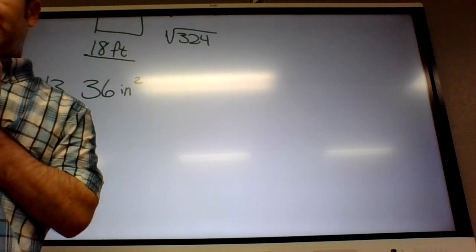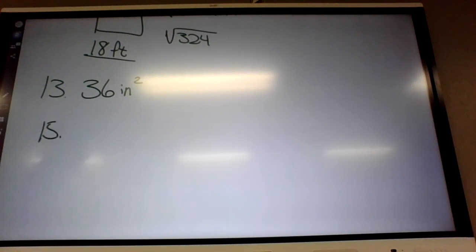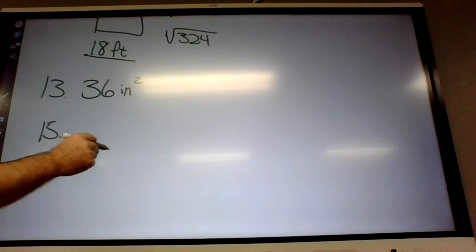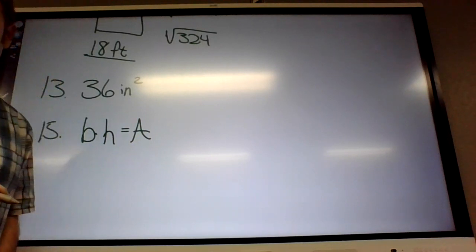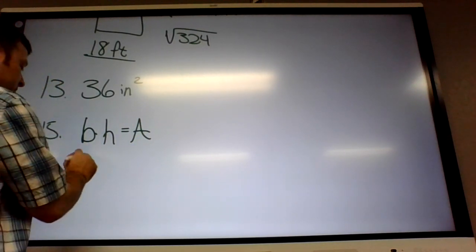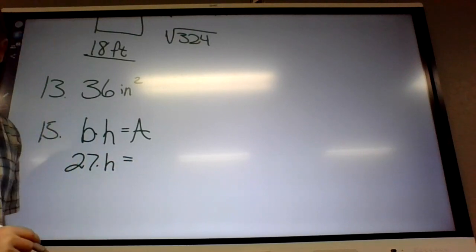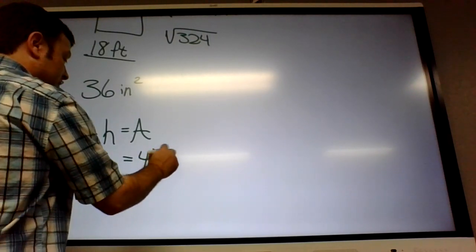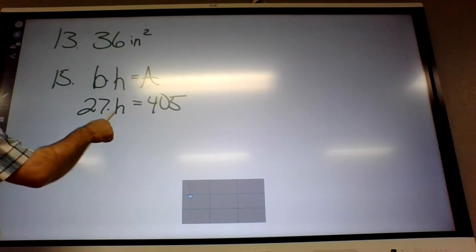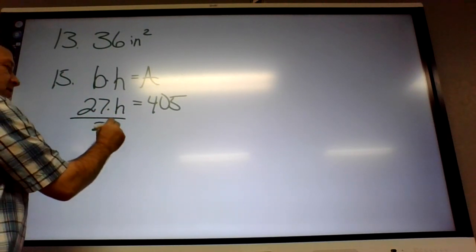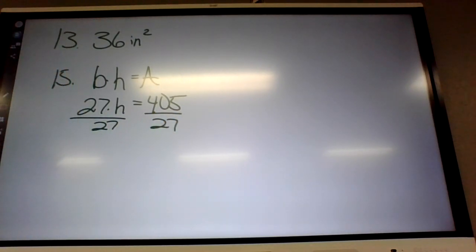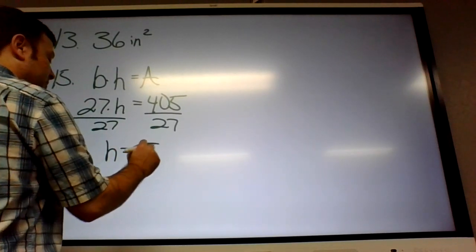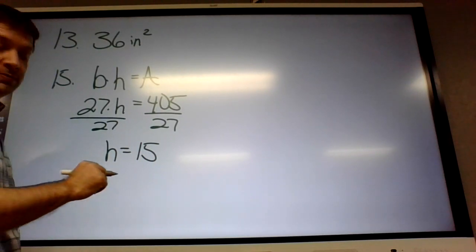Okay, 15. They give us the base, they give us the area. How do we find the height? Yeah, so 27 times the height equals the area of 405. So how do I solve this for H? You divide. If you multiply forwards to work backwards, you divide. 15. And this should just be 15 what? Meters. Square meters.